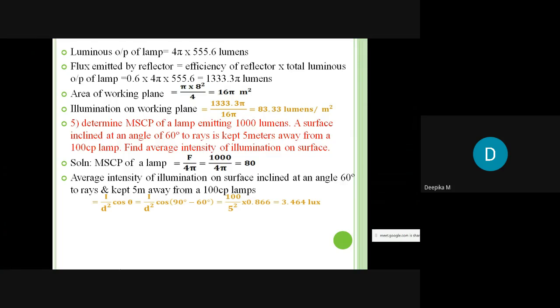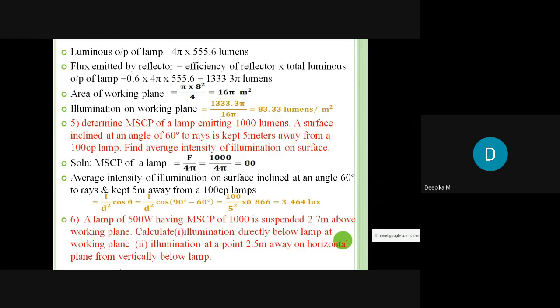So I is 100 cp, the 100 cp lamp, and the distance between them is 5 squared, and cos 30 is 0.86. So this will give you the answer 3.464 lux. So next, this is an important problem.